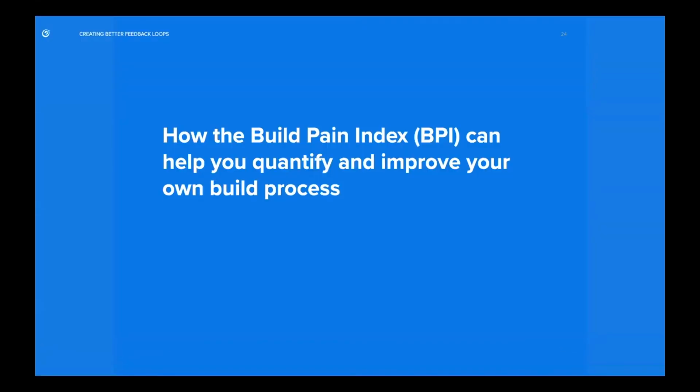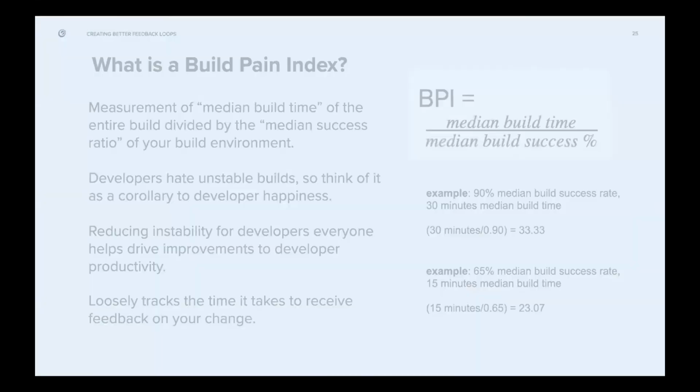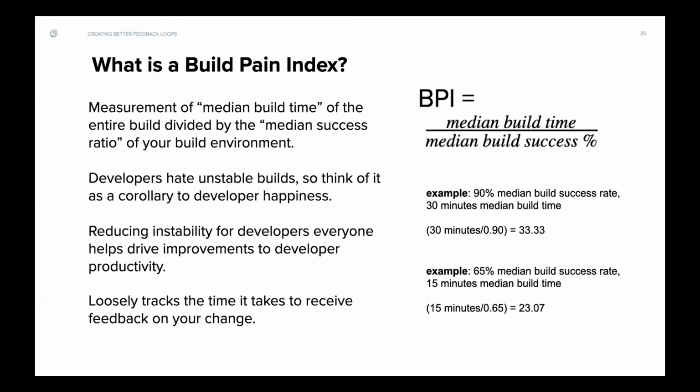So one of the things that we did back in 2016 was start focusing on how to quantify some of this abstract information. We created a pain index. We called it, I think, originally a developer pain index. It's probably more appropriate to call it build pain index. And what is this and why should you care? Well, a developer pain or a build pain index is pretty simply the time it takes to receive feedback on your change. It's quantified in a number, and you want to see it decrease over time.